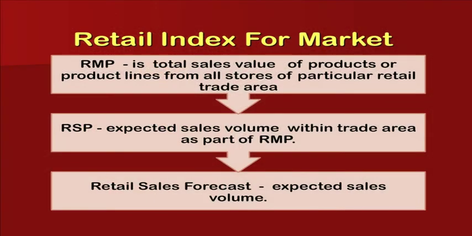Let us study the retail index for the market. RMP, that is the retail market potential. This is total sales value of its products or product lines from all stores of a particular retail trade area. RSP, that is the retail sales potential, that is the expected sales volume which is present within the trade area as a part of RMP, that is retail market potential. Retail sales forecast, that is RSF, is the expected sales volume.